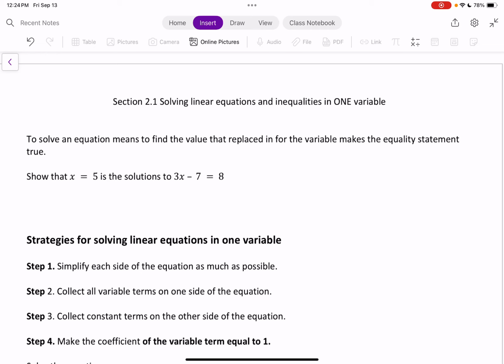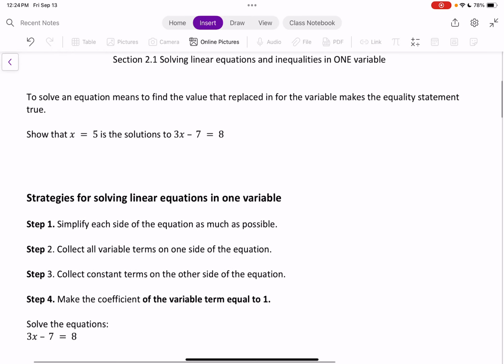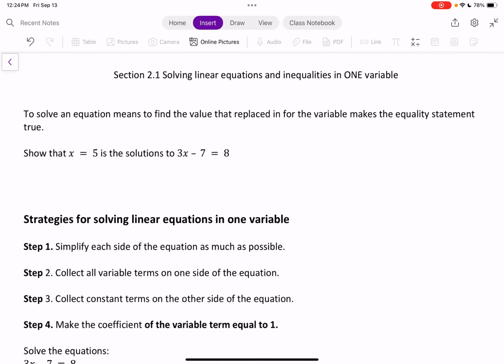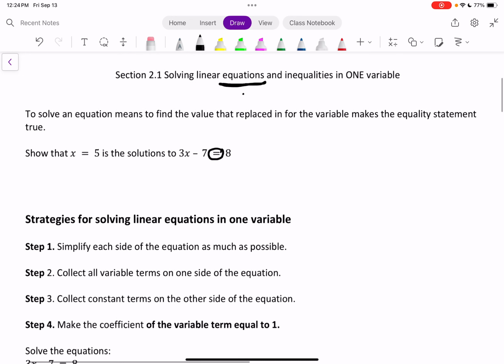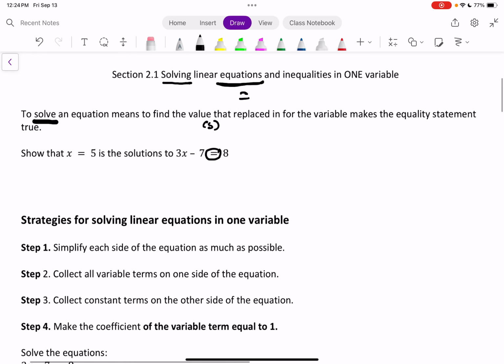So here it is, something that hopefully looks familiar to you. So first things first, I would like to take apart this statement. So we will be looking at equations first of all. So for an equation, we definitely need an equal sign, yes. To solve an equation, explained here one more time, means to find the value, or values sometimes maybe even, that when replaced in for the variable makes the equality statement true.